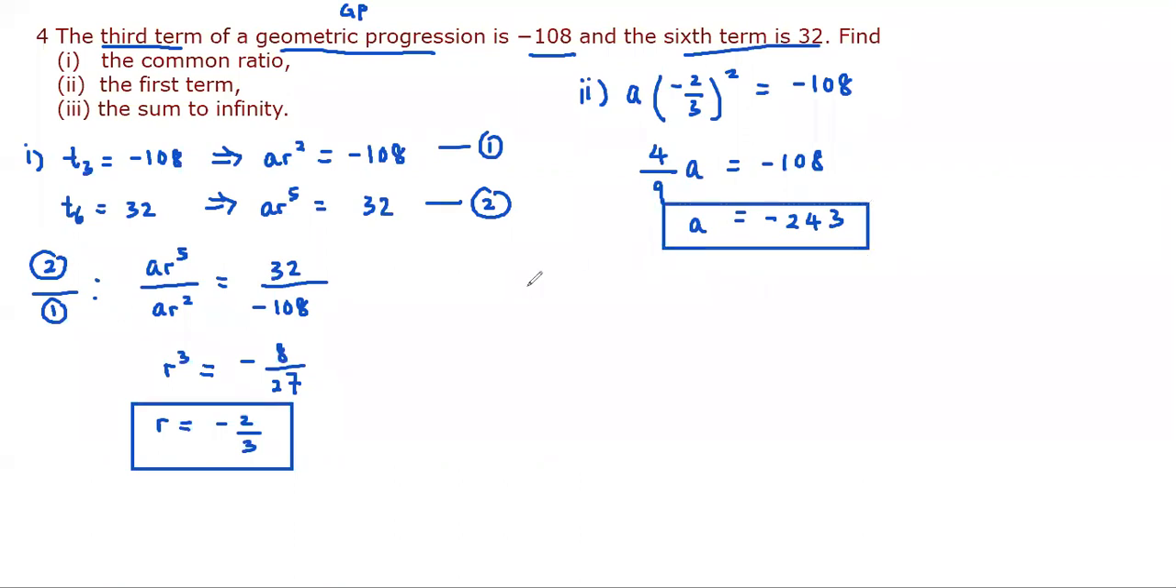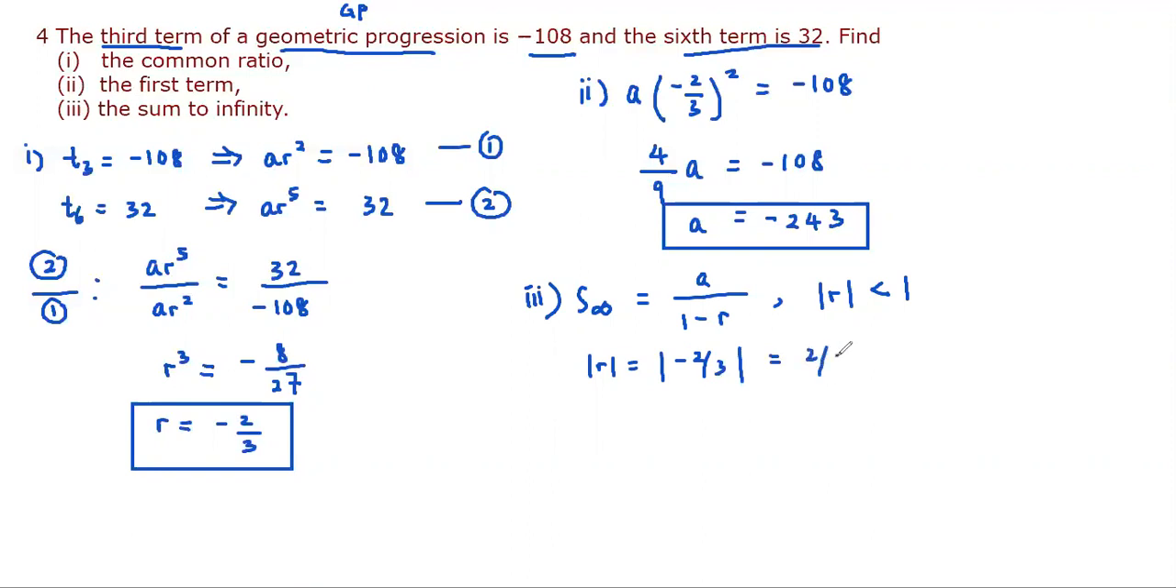Okay, now that is for part 2. You have the first term already. For the third part, you need to find the sum to infinity. The sum to infinity is a over 1 minus r, under the condition that the absolute value of r must be less than 1. Otherwise, the series diverges and you cannot find the sum to infinity. Now, the absolute value of r in this case is 2/3, which is less than 1. So you can find the sum to infinity.